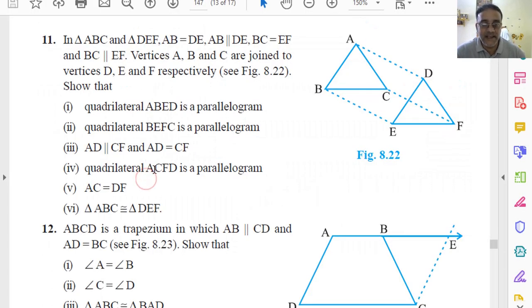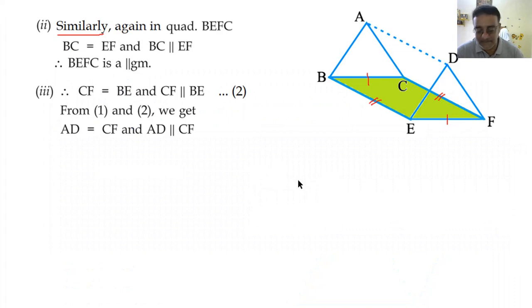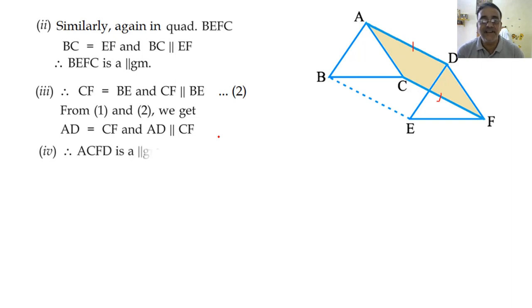Now the fourth bit: ACFD is a parallelogram. For the fourth bit, look, this is the parallelogram ADFC. In the third bit, we showed that AD is equal to CF and AD is parallel to CF. Again, one pair of opposite sides is equal and parallel. So therefore ADFC is a parallelogram.